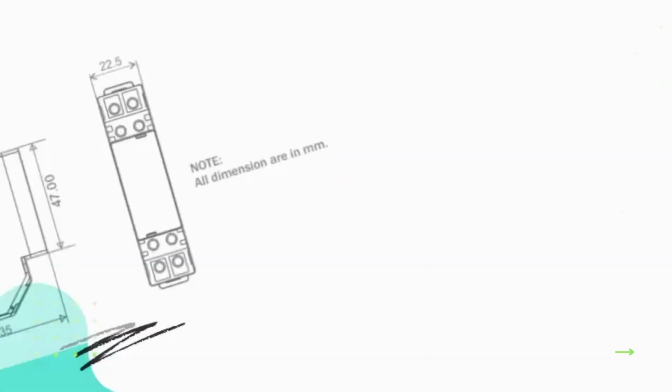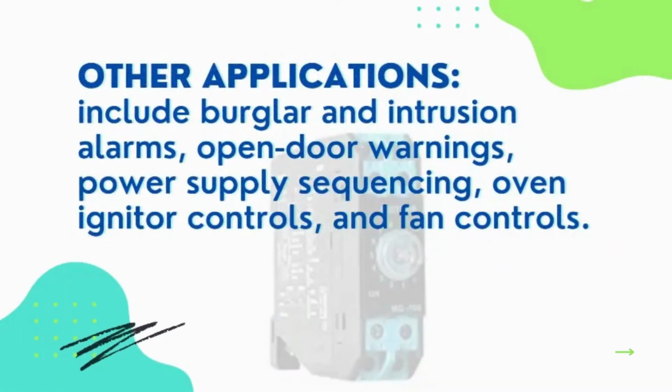So now talking about its applications. Include burglar alarms, open door warnings, power supply sequencing, oven igniter controls, and fan controls. Also, the delay timer is used in PLC.